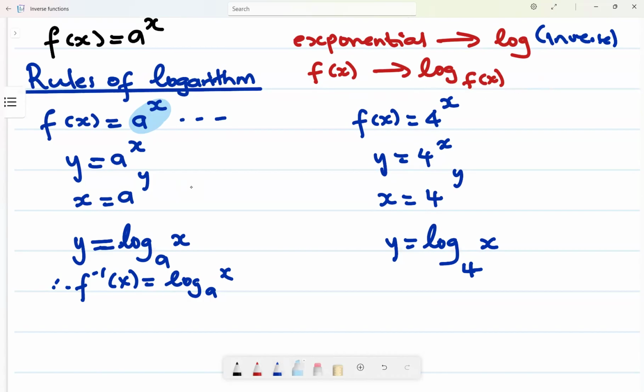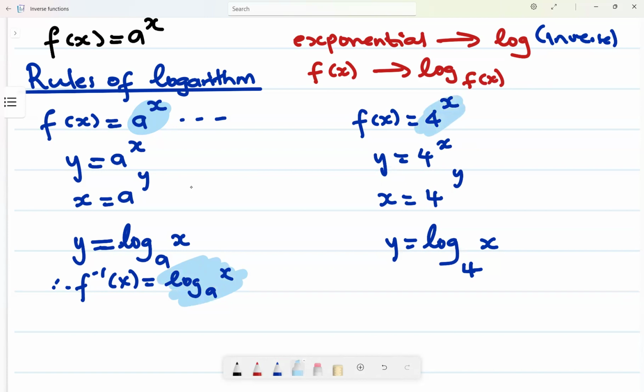Check, what is f of x equal to? F of x is equal to a to the power of x, right? When you go to the inverse, it's going to be log of f of x. What is f of x? It is a to the power of x. You are cheating? No, it is acceptable. It is the same. Check here. What is f of x? Can you see log of that one?